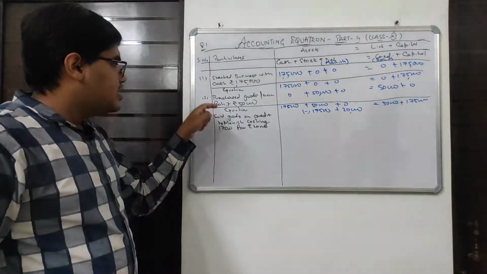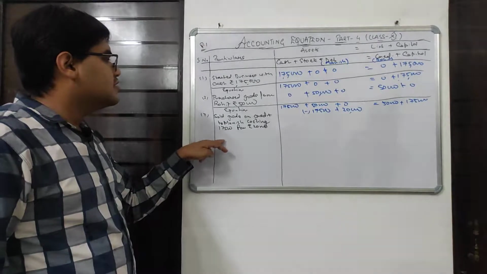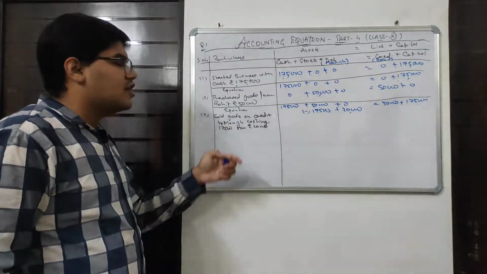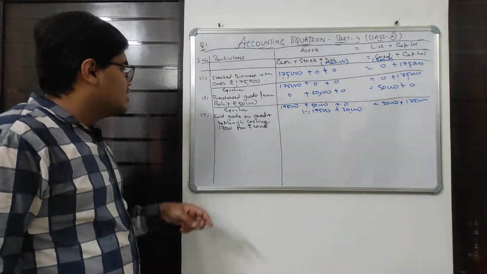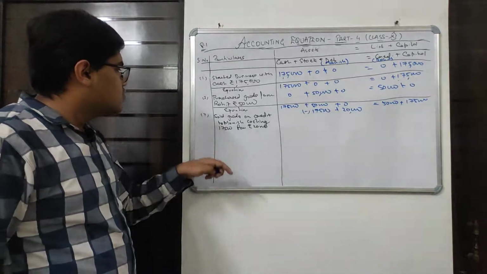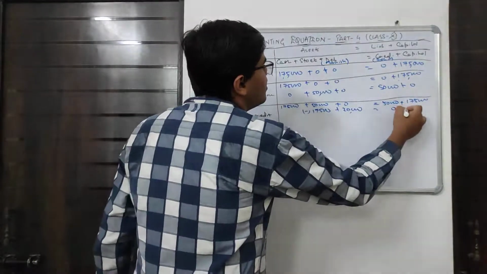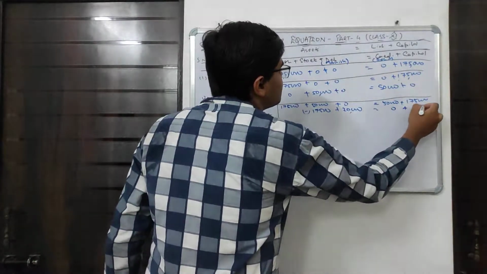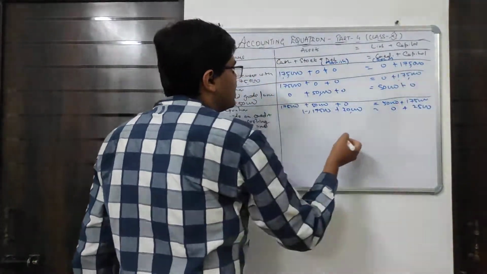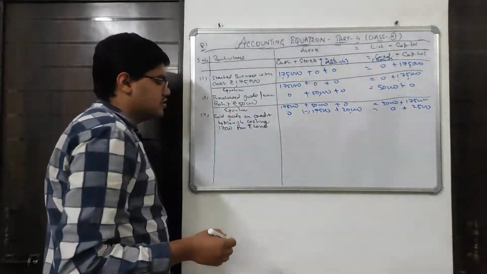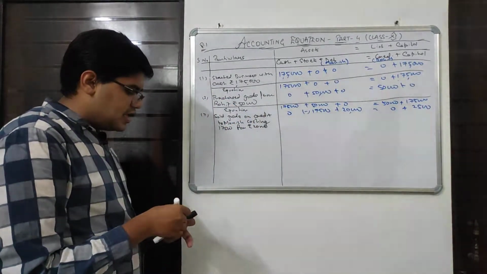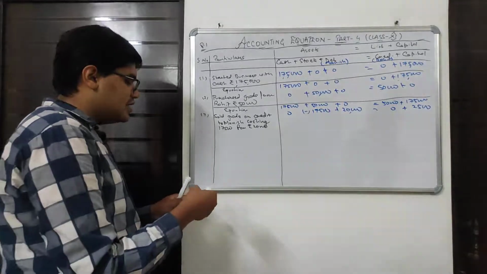17,500 is the cost price of goods and we are selling it at 20,000. How much profit does it make? It makes a profit of 2,500. So 2,500 will be added in capital. And no change in creditor, no change in cash. So let us see whether our equation is balanced or not.